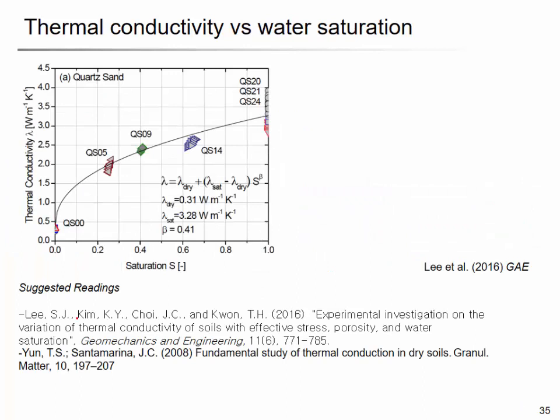And the last one is thermal conductivity versus water saturation. So keeping the porosity the same, you are adding the water. And as the water fills the voids or the pores, the thermal conductivity increases following this line. So here the initial value is less than 0.5. And the final value when it's fully saturated is more than 3 for the quartz sand.